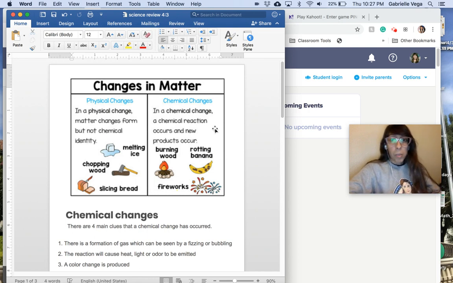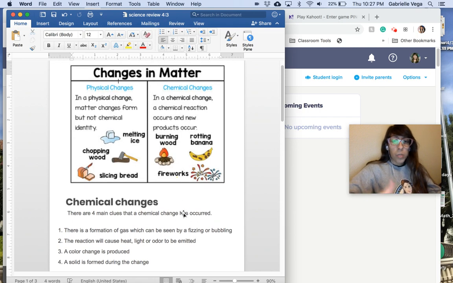And in a chemical change, a chemical reaction occurs and new products occur. So again, when we talked about burning wood, a rotting banana, or fireworks, the substance that was there before is no longer there because it has changed, and that change cannot be undone.